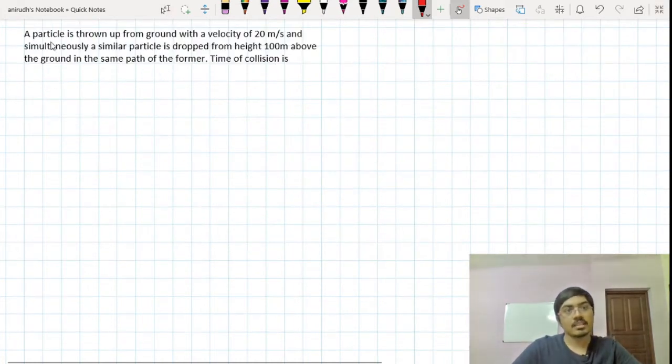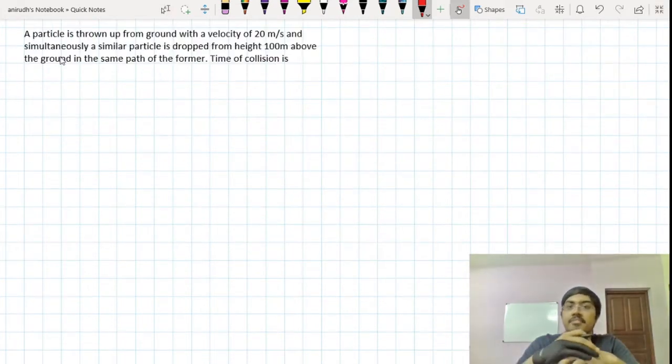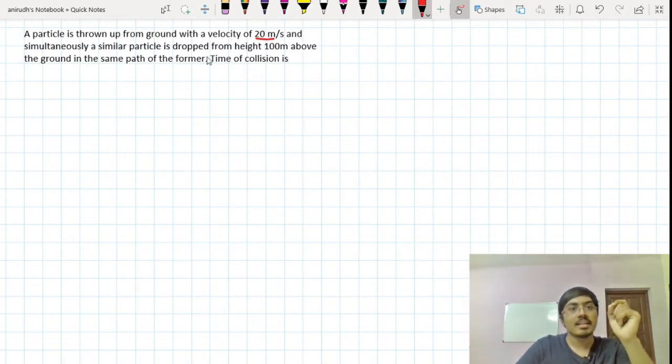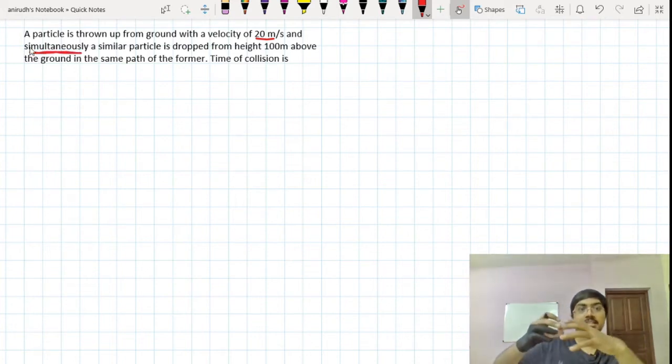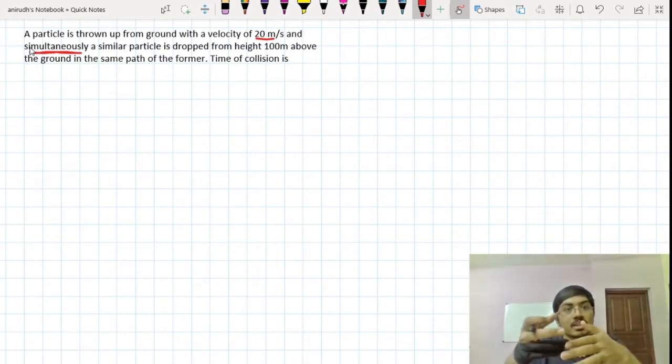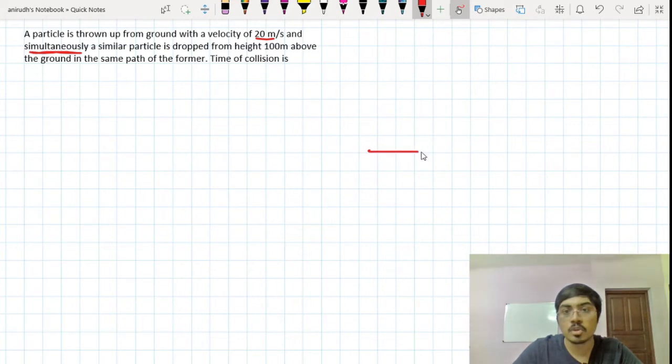So friends, this is a very commonly asked and very popular question, and for this I will tell you a trick to solve it, and you can simply remember that formula. A particle is thrown up from the ground with a velocity of 20 meter per second, and simultaneously, see, this is an important word, simultaneously a similar particle is dropped from a height of 100 meter above the ground in the same path of the former particle.